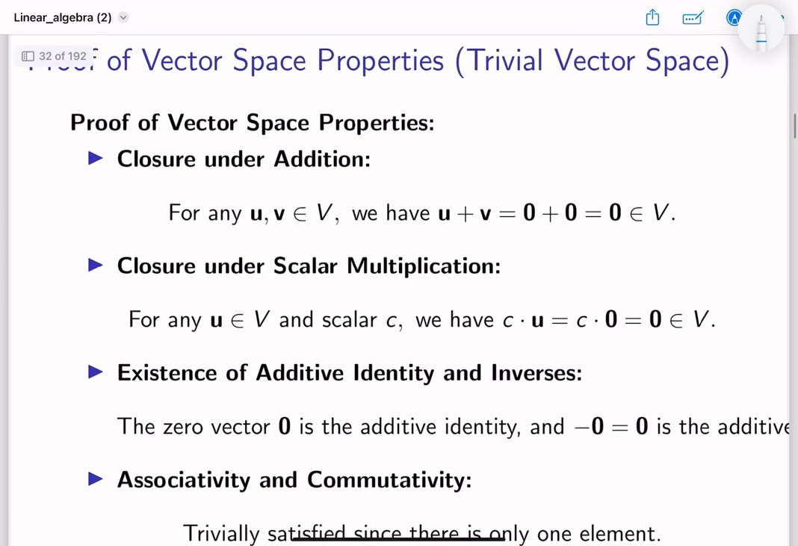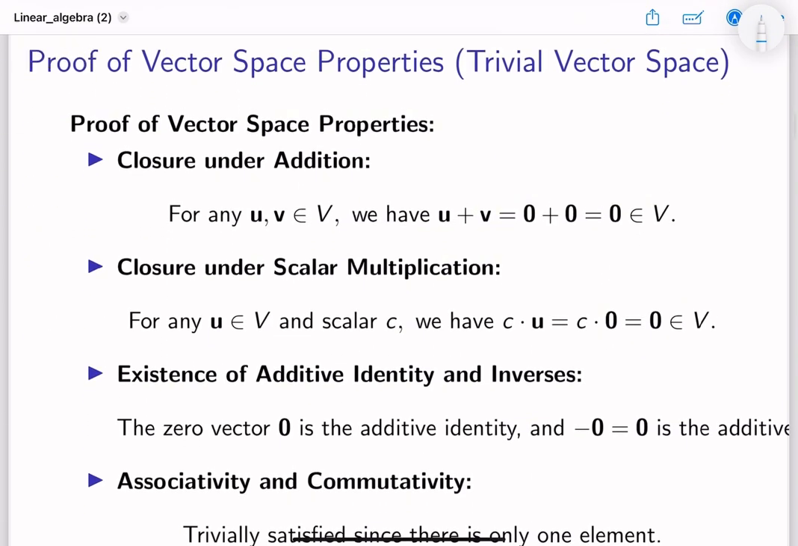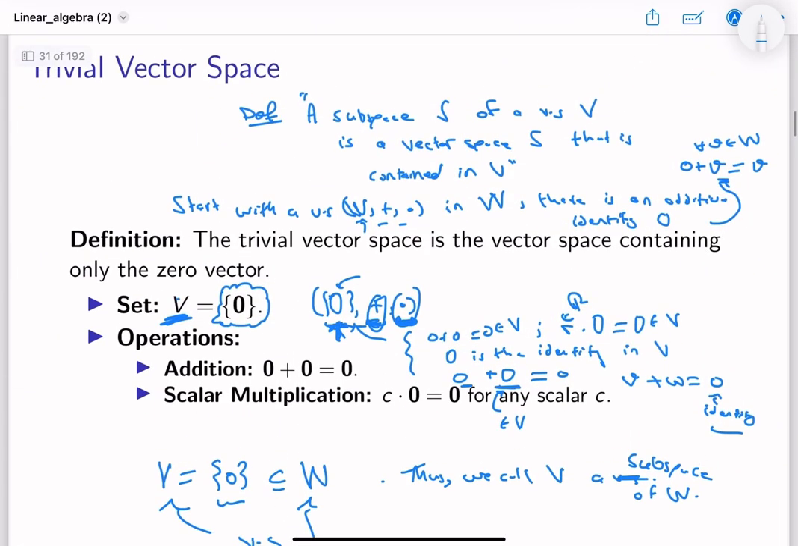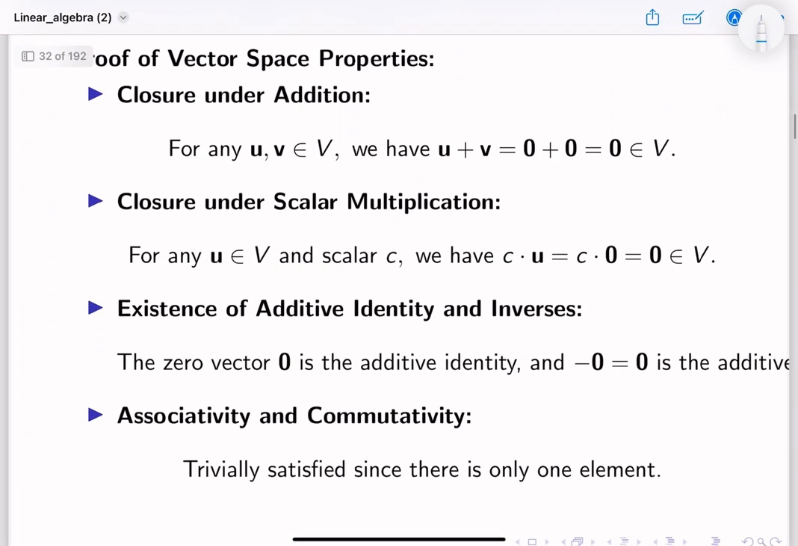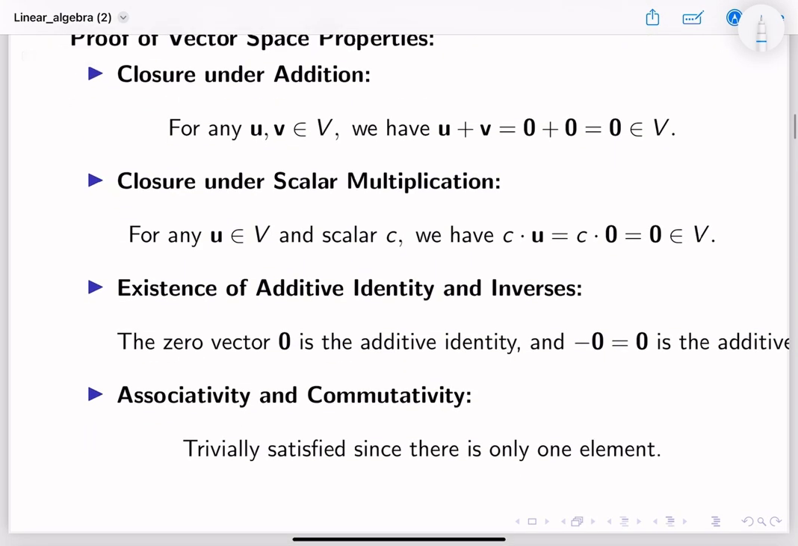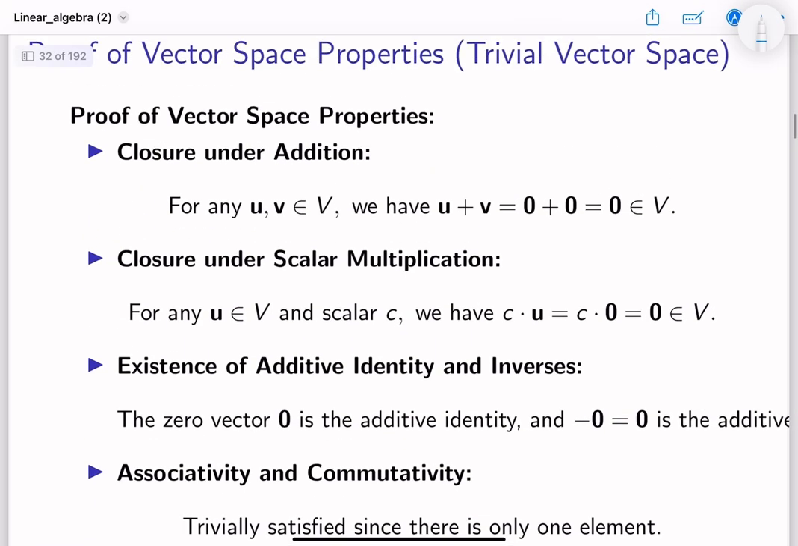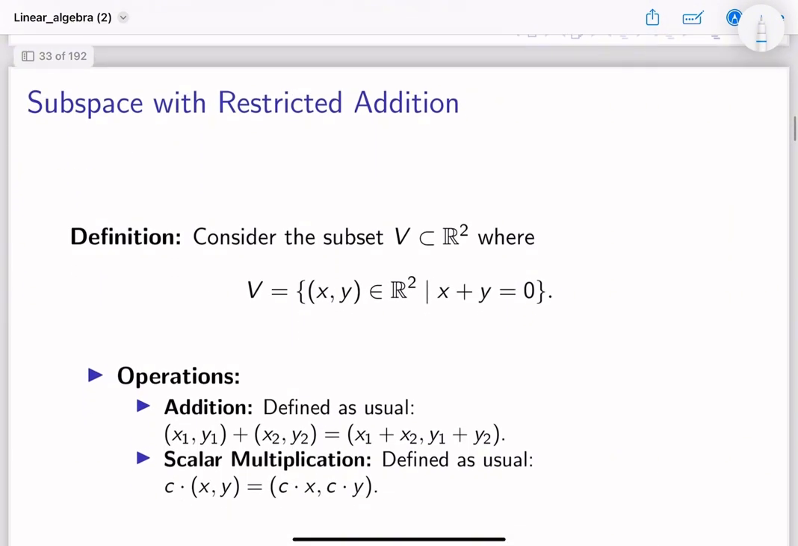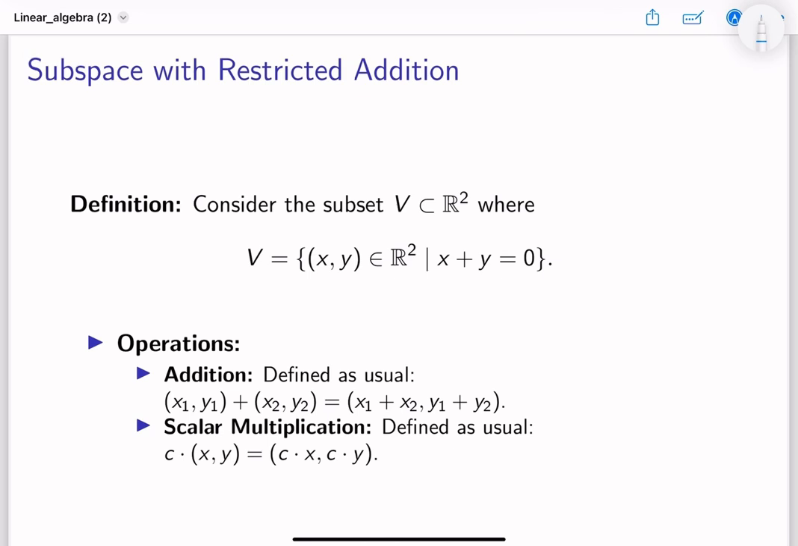Here's a cleaner proof of the properties of why the trivial vector space is a vector space. By the way, if you take just the set 0, we call it the trivial vector space, okay? So here's a check of why this is a vector space in a clearer, cleaner proof. All right, so let us take another example, before actually giving the formal definition of what a subspace is.